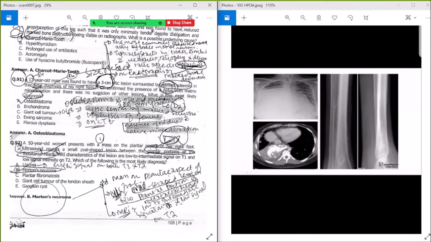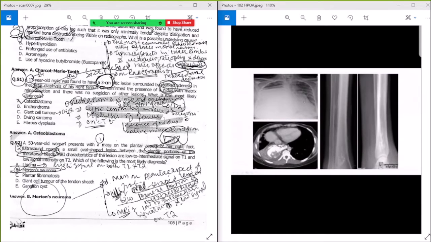Question number 92. A 50-year-old woman presents with a mass on the plantar surface of her right foot. Ultrasound revealed an oval-shaped lesion between the plantar portion of the metatarsal heads. MRI shows the lesion is low to intermediate signal intensity on T1 and low signal on T2. Most likely diagnosis: Morton neuroma.